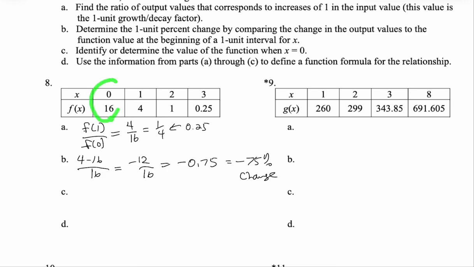So we already have that. They did that for us. F of 0 is 16. Use the information from part A through C to define the function's formula. So our function's formula is, I'm going to show you how to do that.